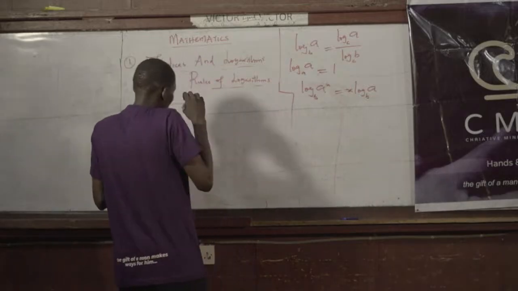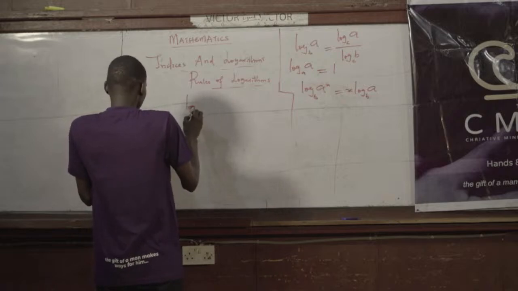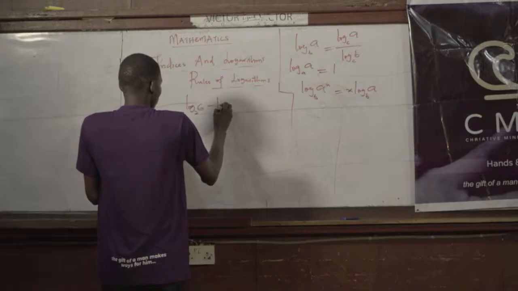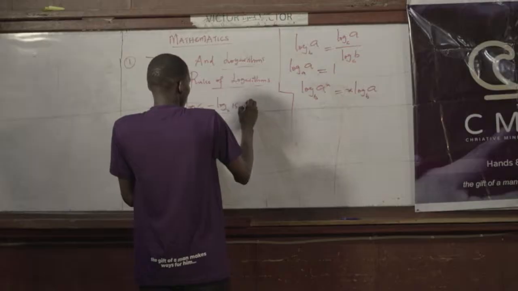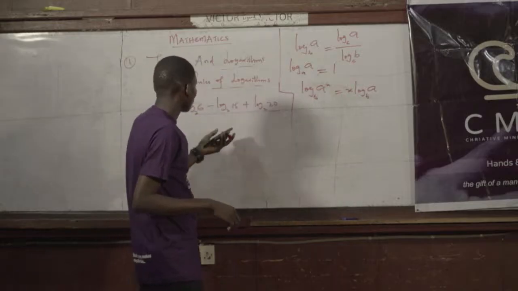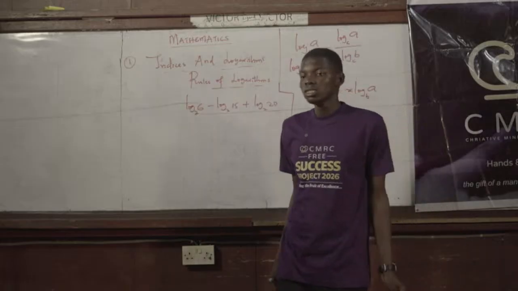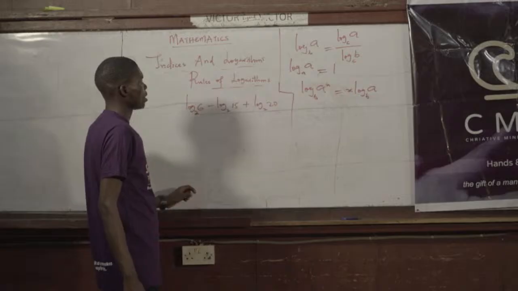So now if I have, take for instance, you are asked to simplify something like this, which is log base 2 of 6, minus log base 2 of 15, then plus log base 2 of 20. If I want to simplify this now, with the rule that I've given us earlier, we can easily apply it here now.